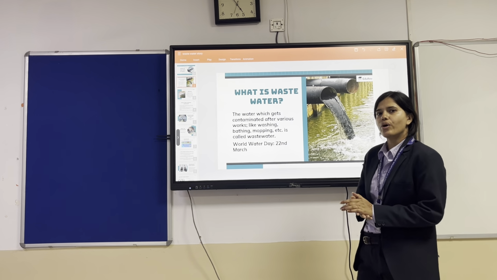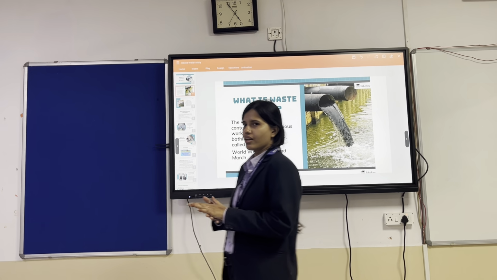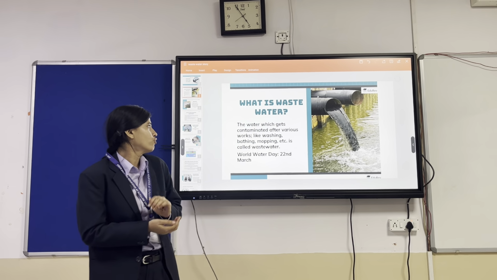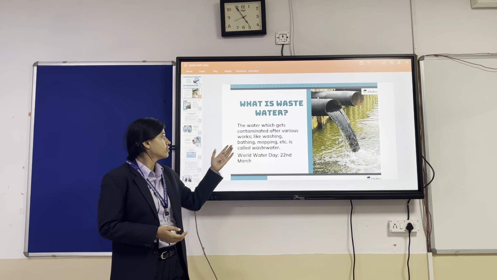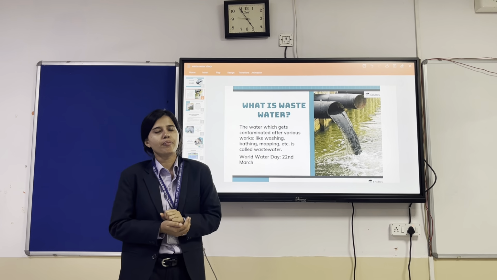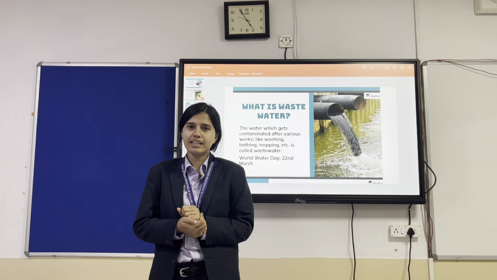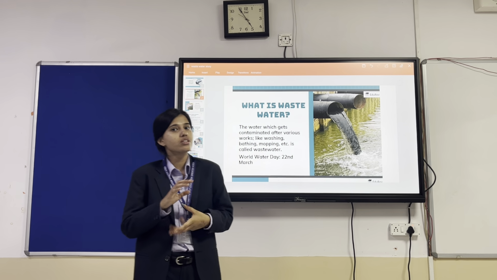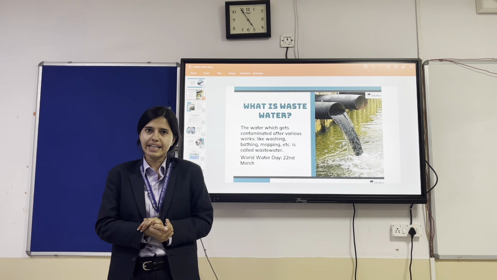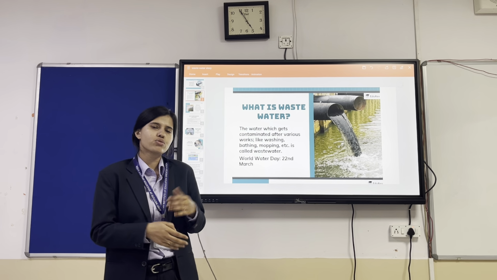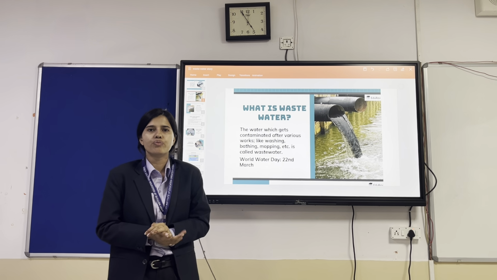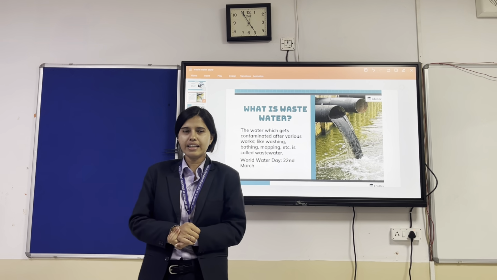So first, what is wastewater? Wastewater is contaminated water that we get after washing, bathing, mopping. These are some common examples from our homes, right? After washing clothes, the water that is left, where do we pour it? In the drains, right? So it is not useful to us, so we pour it in the drains. Then after bathing, where does the water go? It also goes into the drains, right?